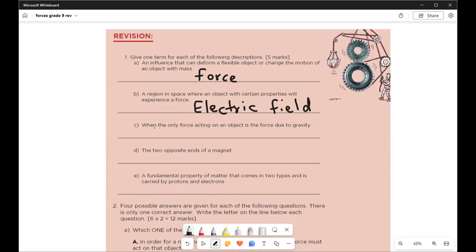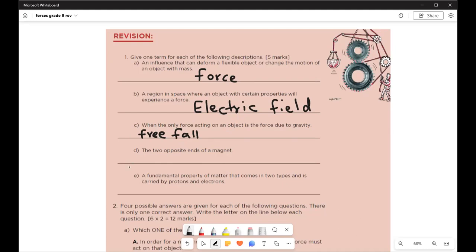Perfect. And then when the only force acting on an object is the force due to gravity. So here is like when you have an object falling from the sky, we call it free fall. For example, when you throw a stone up, as it comes down, if we neglect the effect of air resistance, the only force acting on the object will be the gravitational force. So we say the object is in free fall. An object that is in free fall is only experiencing the force of gravity.